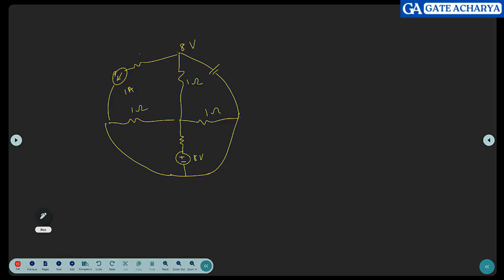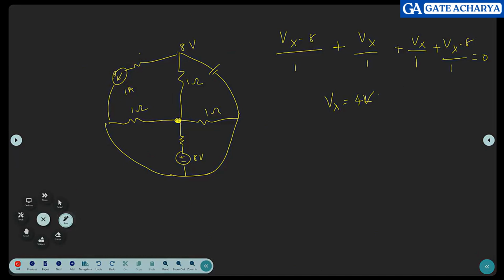We wrote KCL for this node. How do you write KCL for this node? 8 minus Vx, or maybe Vx minus 8 divided by 1, plus this branch, Vx by 1, plus this branch, Vx by 1, plus this branch, Vx minus 8 divided by 1. From this we find Vx equal to 4 volts. So until this, it looks straightforward.